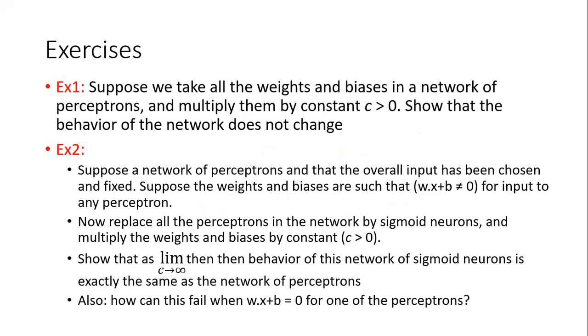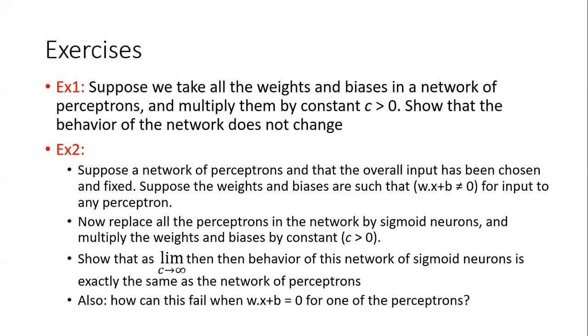Okay, this other one. Suppose a network of perceptrons and that the overall input has been chosen and fixed. Suppose that the weights and biases are such that Wx plus B is not equal to zero for any perceptron, for any neuron. So not equal to zero, what does that mean? Either greater than zero or less than zero, right? Yes. If it is greater than zero, what will happen? It is going to fire, right? Yes, sir. Or it is less than zero, not going to fire. But it is not zero.